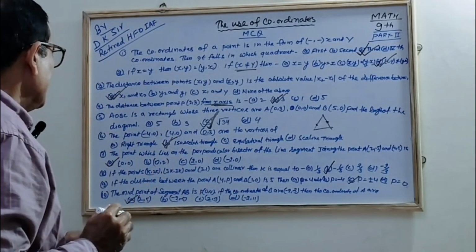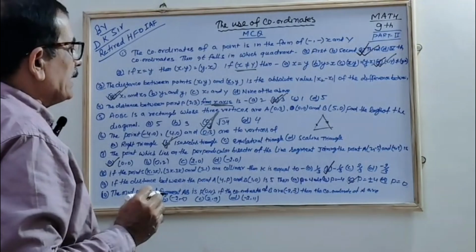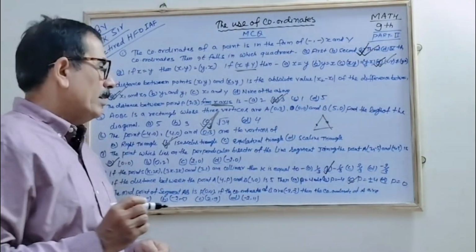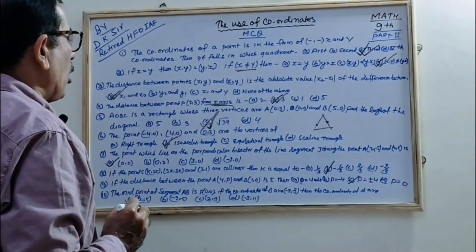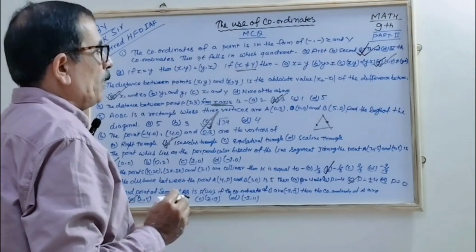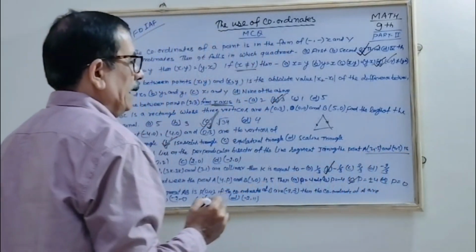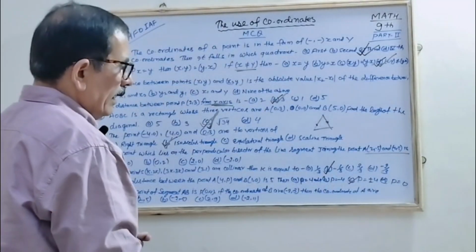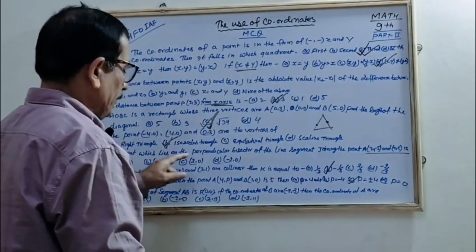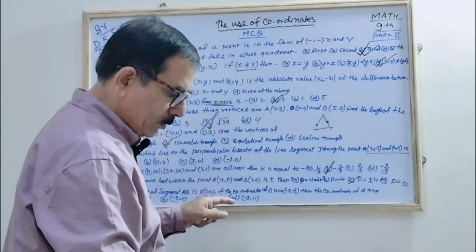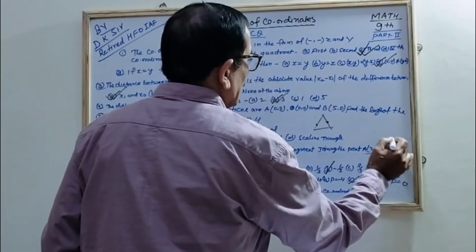We will see the seventh. The point which lies on the perpendicular bisector of the line segment joining the points A and B, this one, correct? There are 2 points given. The points are 2 and minus 5, and the other is 2 and 5.